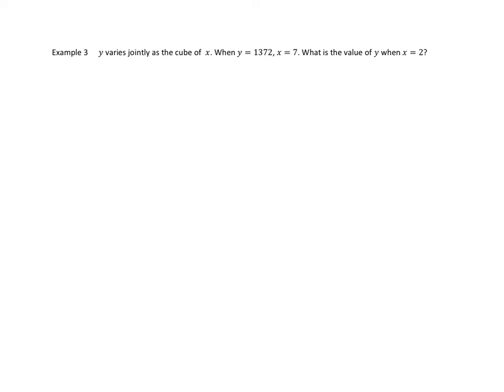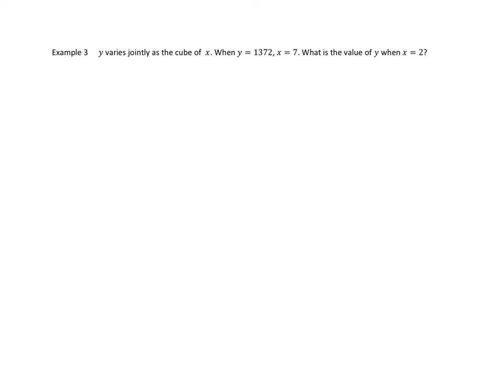And let's try another variation on this idea. So here in example 3, this says y varies jointly. There's other language. You can say directly, you could say jointly, you could say proportionally. All of those mean the same thing, but I'll just say y varies jointly as the cube of x. Now, this language is, again, slightly different, not just from the word jointly, but this term, the cube of x.